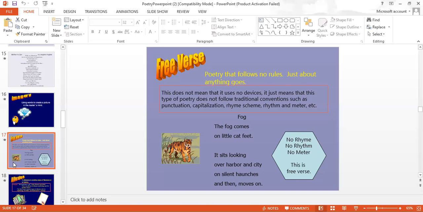Fog. The fog comes on little kite feet. It sits looking over harbor and city on silent haunches and then moves on.